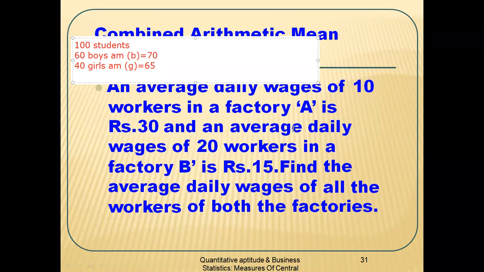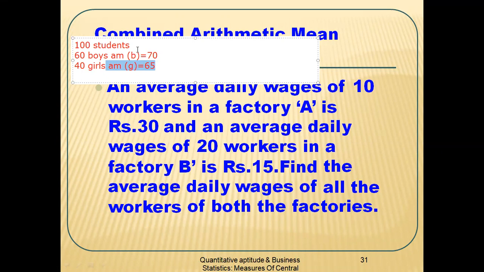That means here I need to calculate the combined arithmetic mean. To calculate the overall result, I need to consider the average marks scored by boys and the average marks scored by girls together, by which I get the combined arithmetic mean. When you have two different datasets, and you want to ascertain the average of those two together, we use the combined arithmetic mean.